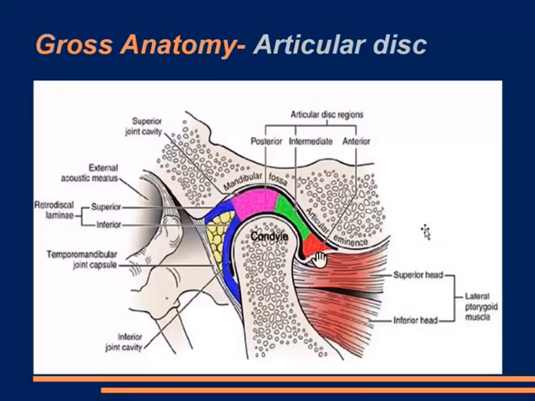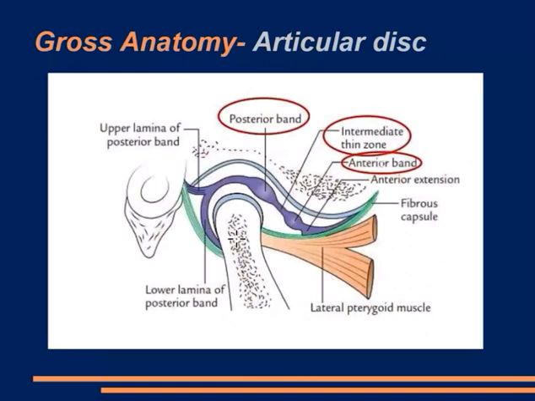Here we go, the anterior, middle, and posterior parts of the disc. The posterior part is attached directly to the retrodiscal lamina, the superior and the inferior, and this part of the disc is richly innervated and sensitive. The posterior, intermediate, and anterior bands of the disc have different configurations histologically.